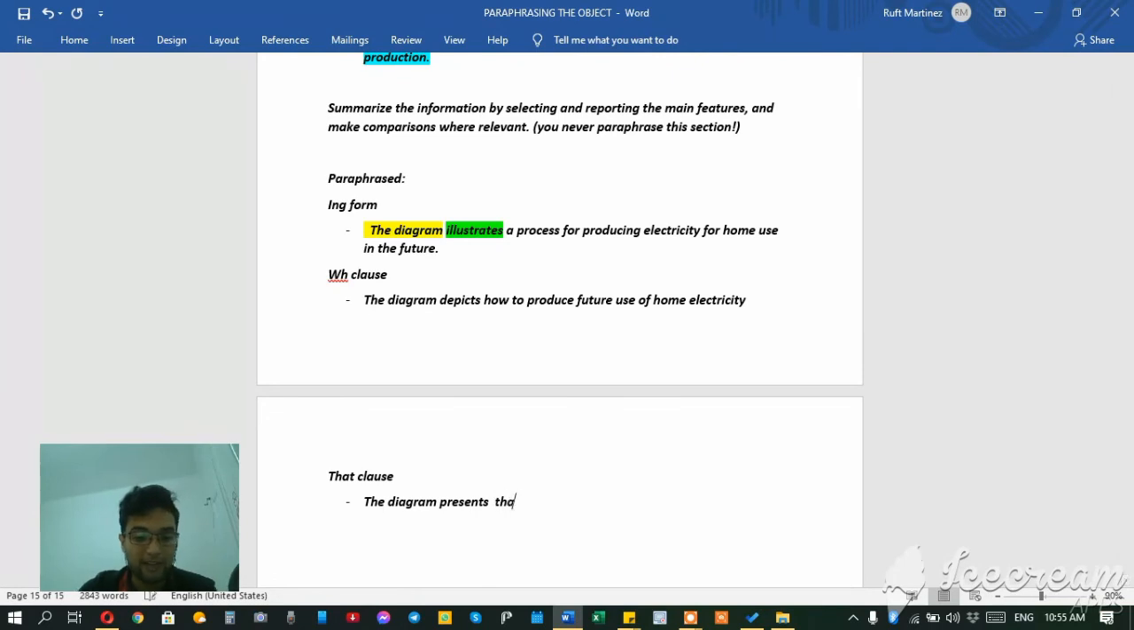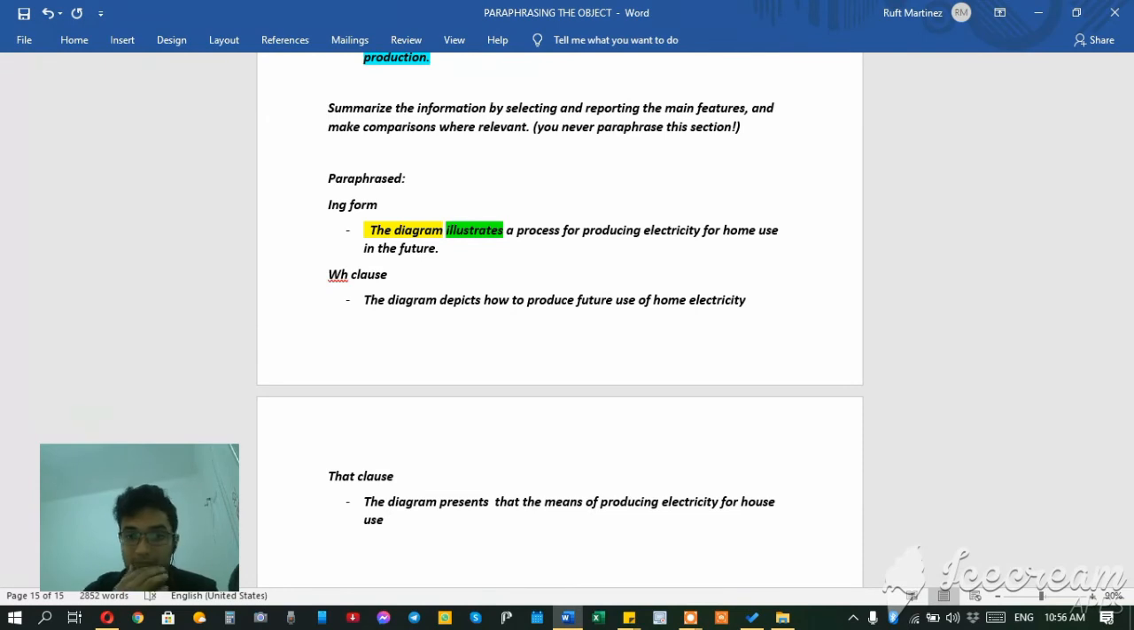We should have a "that" there: presents that the means of producing electricity for house use.